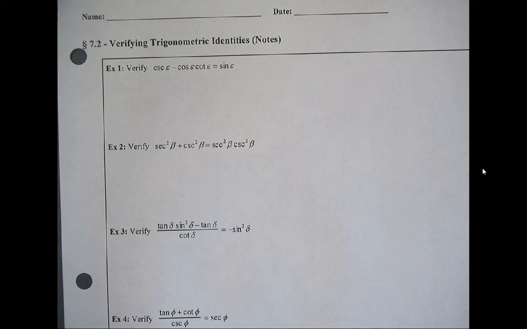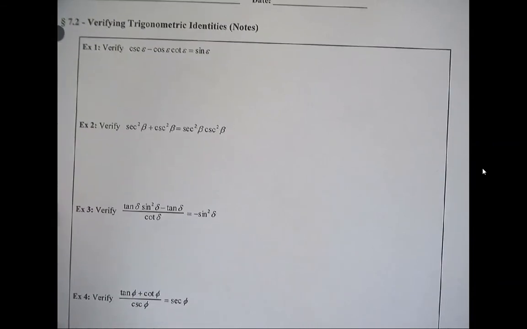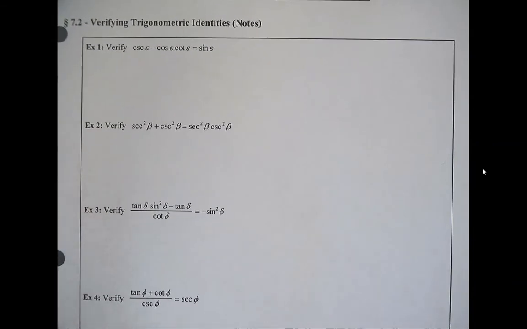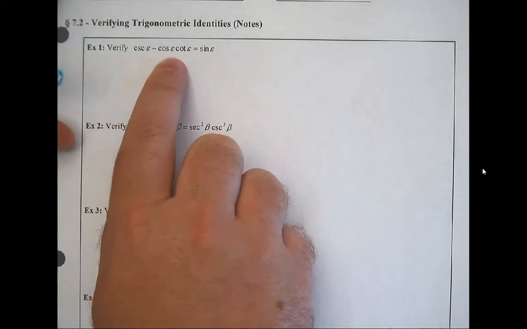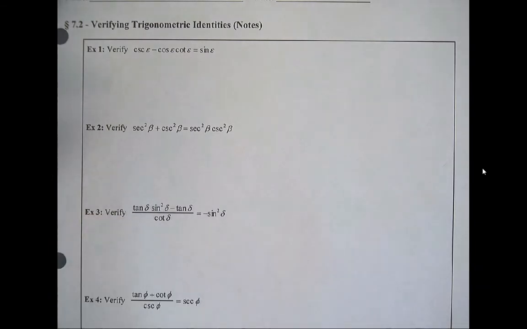So verify that cosecant of epsilon minus cosine of epsilon, cotangent of epsilon is equal to sine of epsilon. So I'm going to be picky. In my class, you must prove these, and you must prove them in a particular way. I want you to pick a side that you're going to start with. You should rewrite that side exactly as it is. So whichever side you're going to pick, start with that side and rewrite it. Don't start messing around with it. Don't change anything. Just pick the side that you're going to start with.